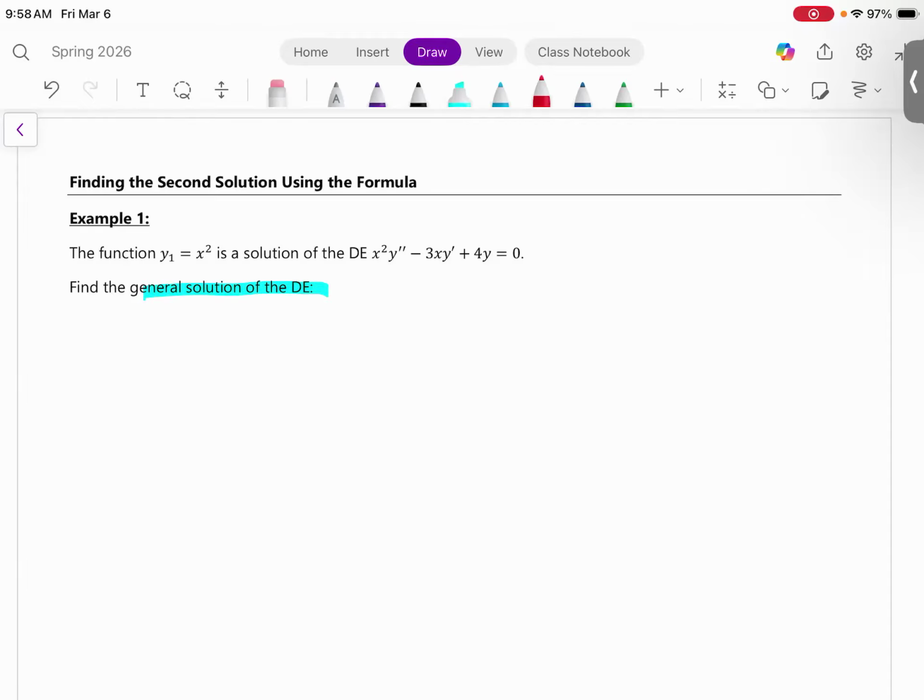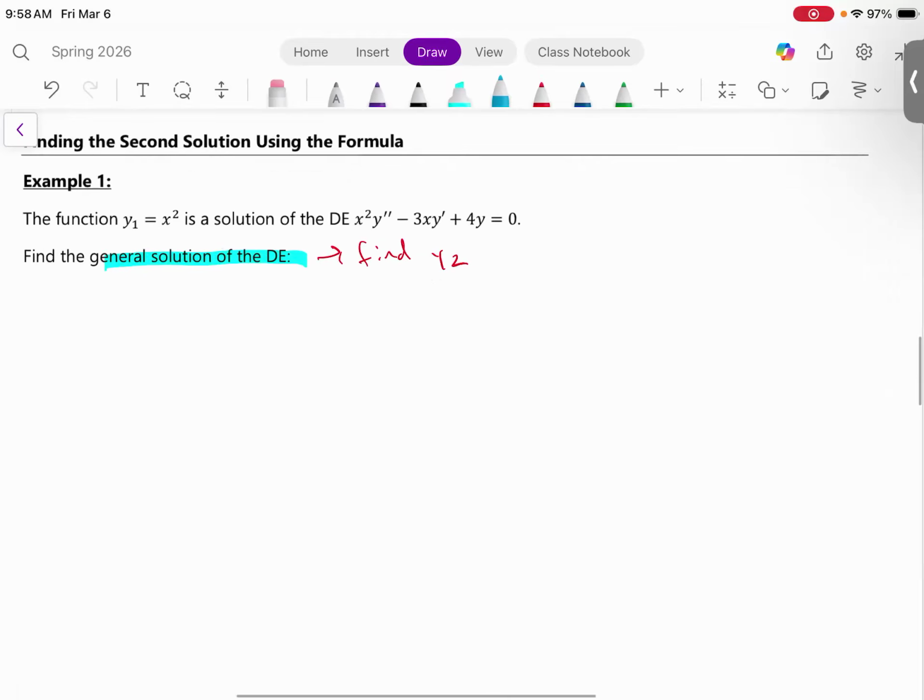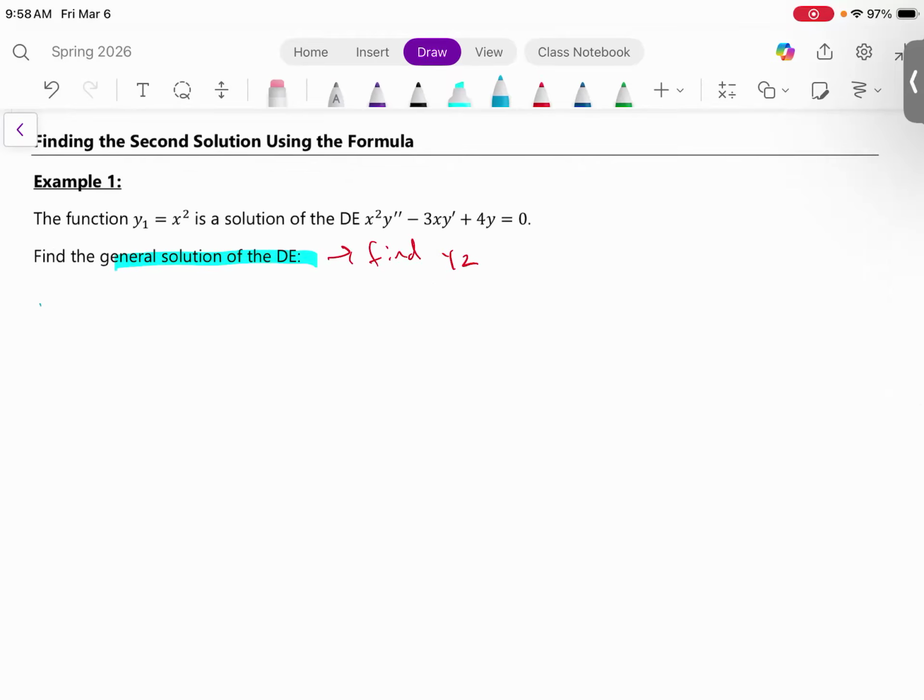So what that's asking us is to find that second solution, y2. Let's go ahead and try to find the second solution. So here we go, solution. We are given that y1 equals x squared.